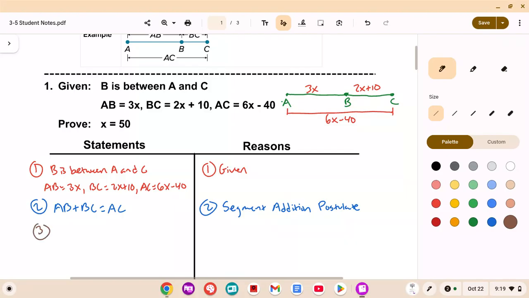All right. Third step, we'll go ahead and insert the algebra. So from A to B, we know that's 3x. B to C is 2x plus 10, and AC is 6x minus 40. And we are literally exchanging stuff here that's supposed to be equivalent. So this is going to be the substitution property.